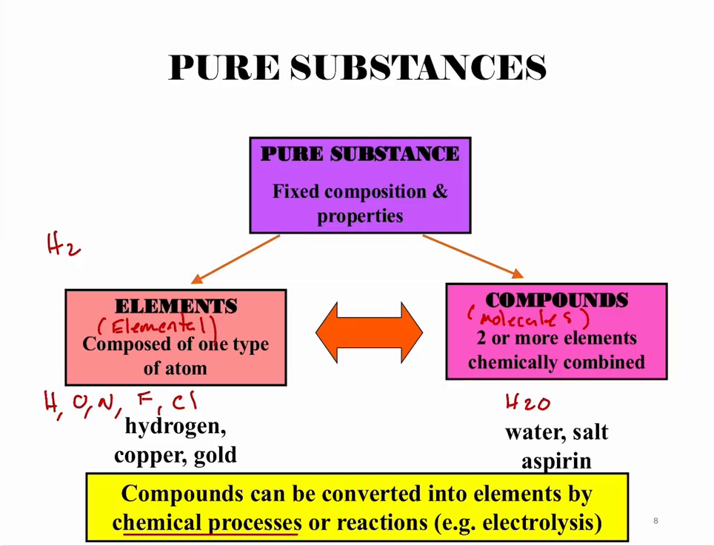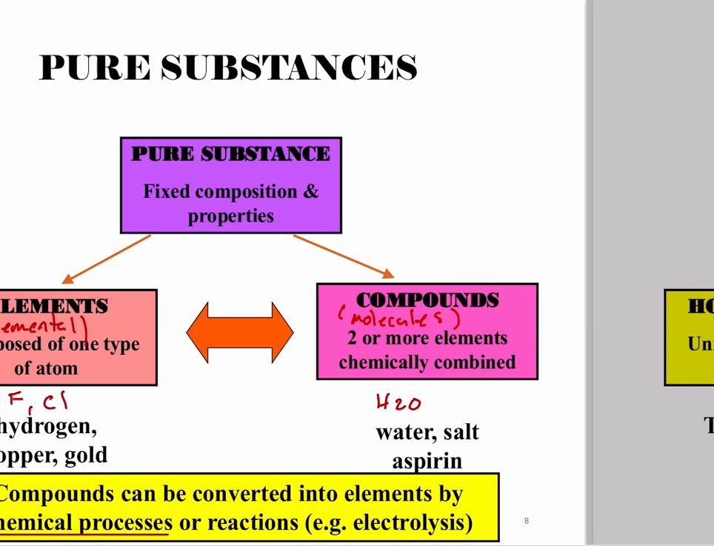So for example, electrolysis is here. This is something that you can do by running an electrical current through water, and it'll split water molecules, one into hydrogen gas and the other one into oxygen gas. So it takes a compound and makes it into an elemental substance.